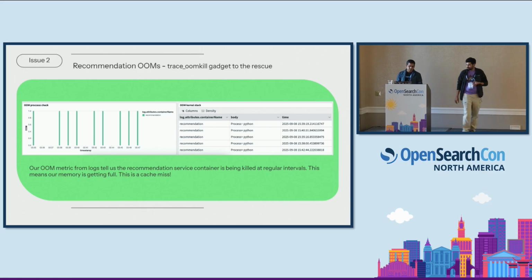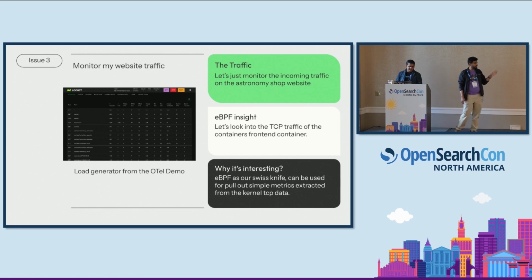So let's come to our final issue. I talked about a lot of resource issues, but what if you tell me, I just don't want to look at these CPU metrics, I have other stuff for that. I just need a regular metric to see what is the footfall on my website. The OpenTelemetry demo has a good load generator. It uses Locust to mimic people going onto the website.